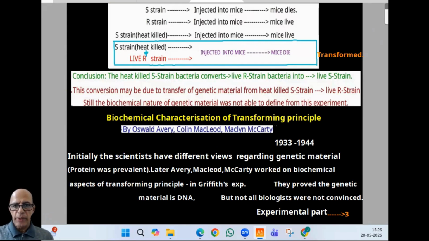R strain injected into mice. R is rough, non-pathogenic, so mice will live. Here it is dying, here it is living. S strain heat killed injected into mice, again mice live.